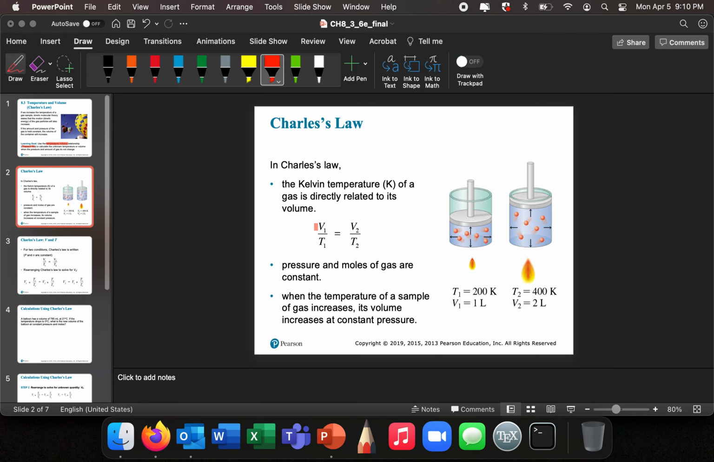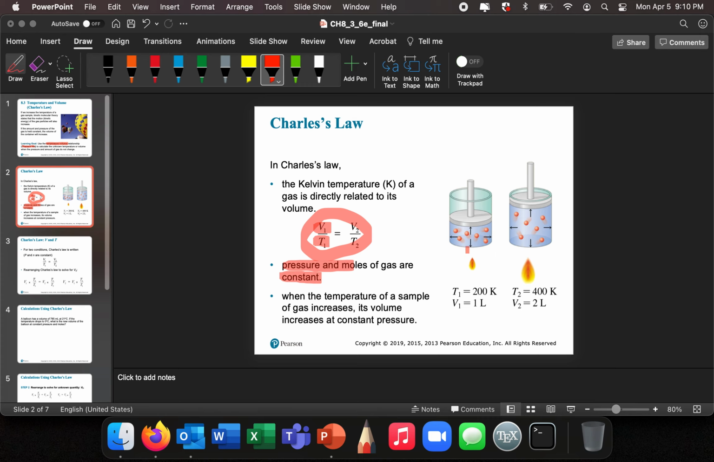These are directly related. So as the volume goes up, the temperature goes up of a system. Kind of like pressure and volume, except they were reciprocally related, right? So now we want to assume, of course, that pressure and moles are constant. So we're not changing that. We're only changing volume and temperature. And they go like this, okay? And there's not really a whole lot else to tell you about that.